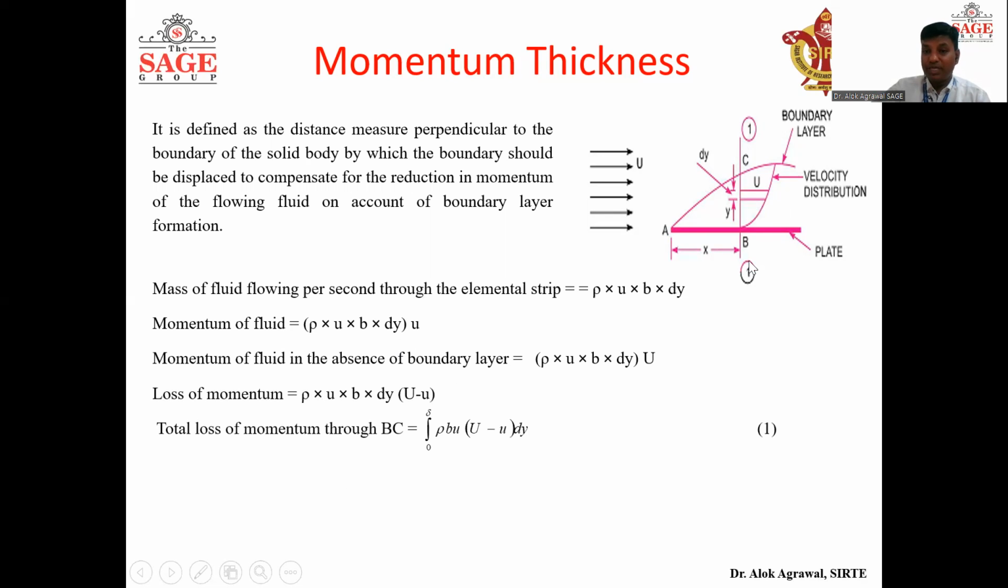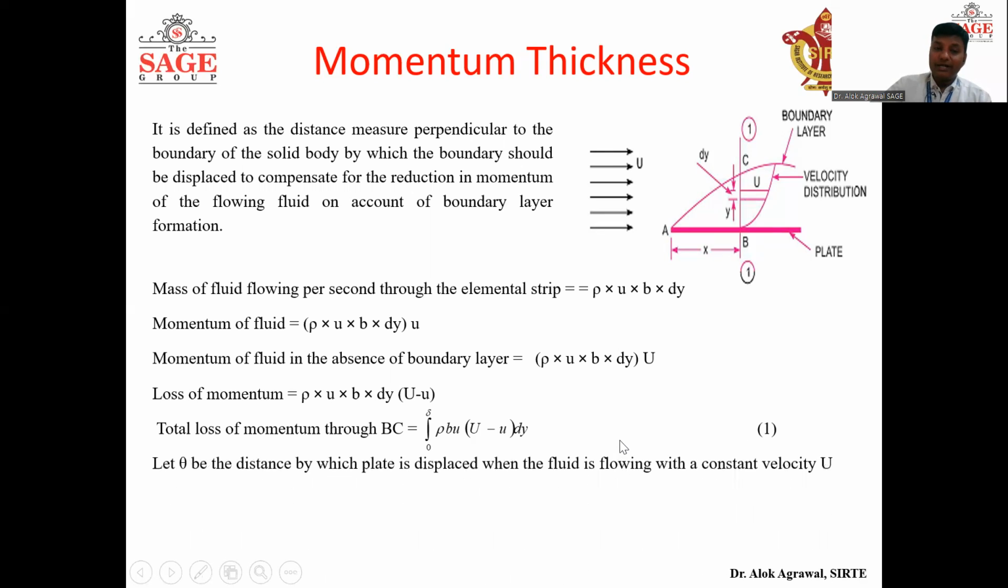Taking the loss through BC, we get it from 0 to delta. This loss of momentum is for this small strip. So for the complete thickness delta, what will be the loss? We have to integrate from 0 to delta and call this equation 1. So this is the total loss of momentum through BC. Now we have moved this plate by theta in order to compensate for the loss.